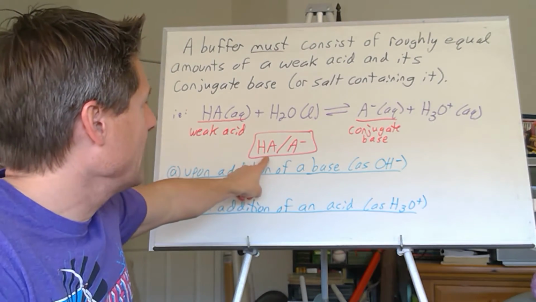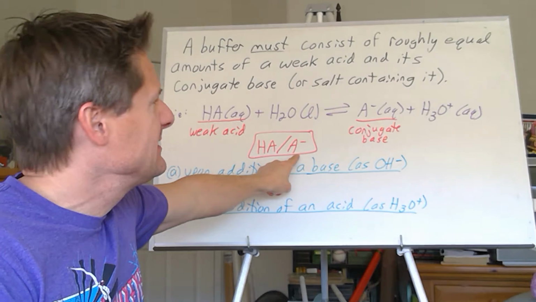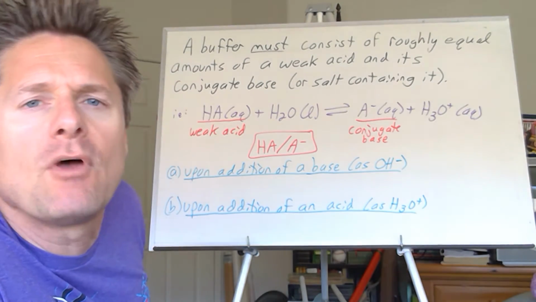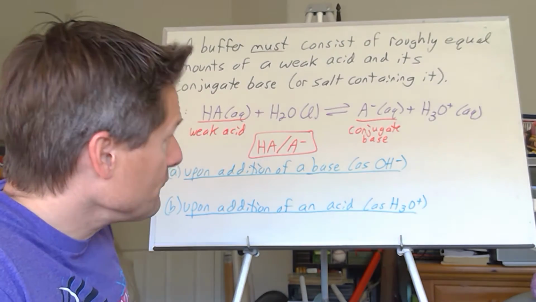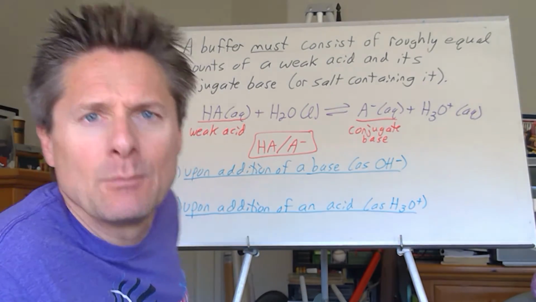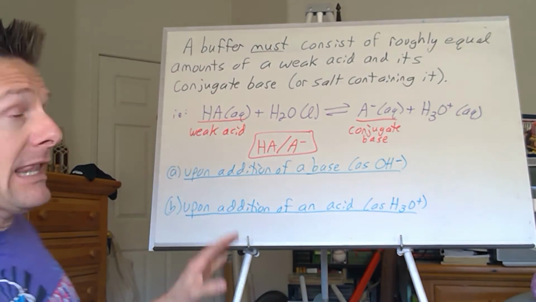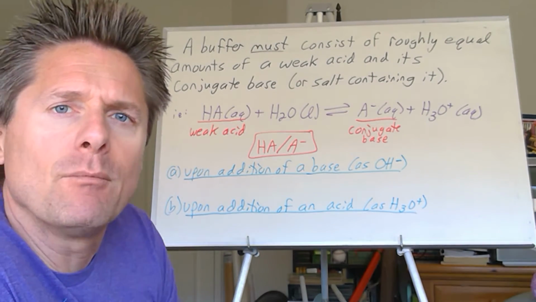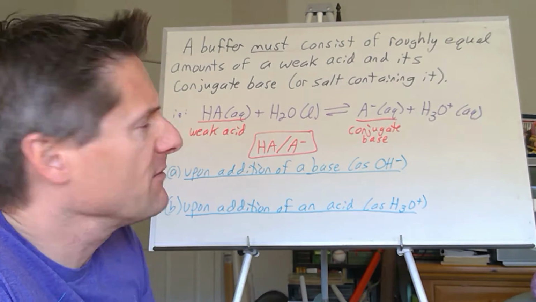In effect, you're taking a weak acid and its conjugate base. Typically, it'll be the salt of that, like the sodium salt or the potassium salt. But the key is you want roughly similar concentrations of those two. Let's look at it from a neutralization perspective first, and then we'll look at it from the common ion effect, Le Chatelier's effect.